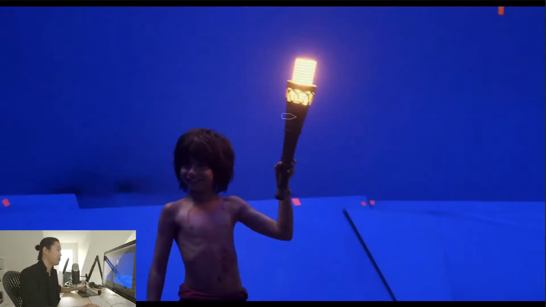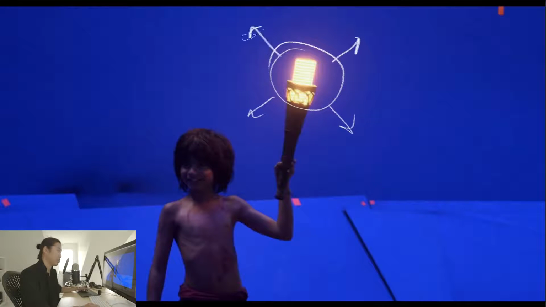And when you have that, you can make decisions like this torch. How bright should it be? How much should it flicker? How much is it going to interact? This CG torch, pretty much like the lightsabers in Star Wars during their blue screen battle on the bridge, you make on-set lighting decisions that are good cinematography decisions because you can see the environment around it.